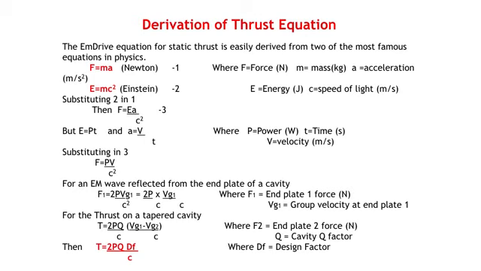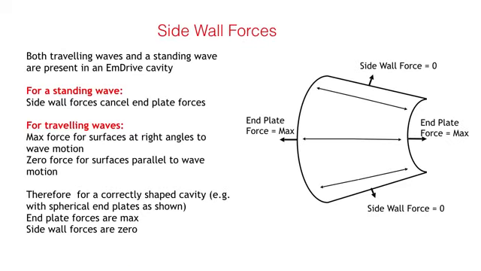Now this equation can be conveniently written as T equals 2pq over c times df, where df is the design factor which is dependent on the diameter of the two end plates. A question that is always raised is that surely the difference in end plate forces is balanced out by the force on the sidewall of the cavity.